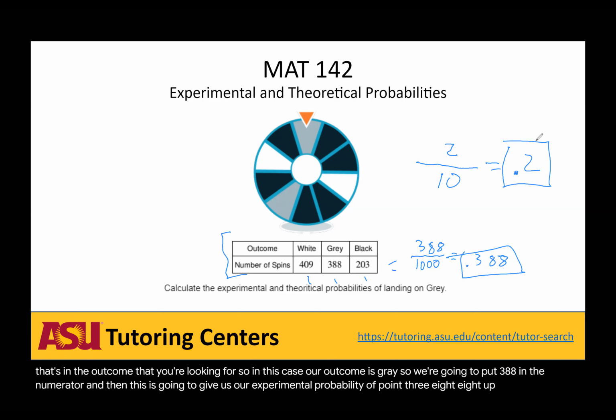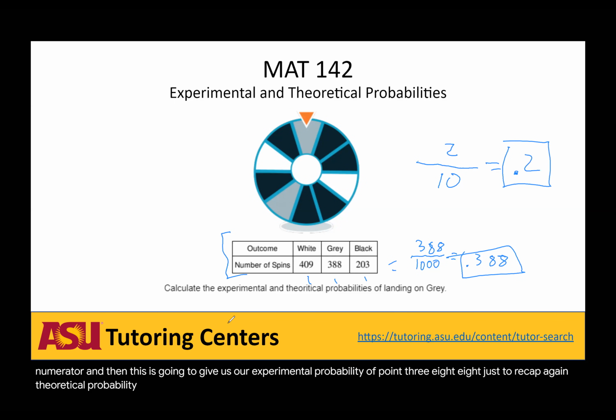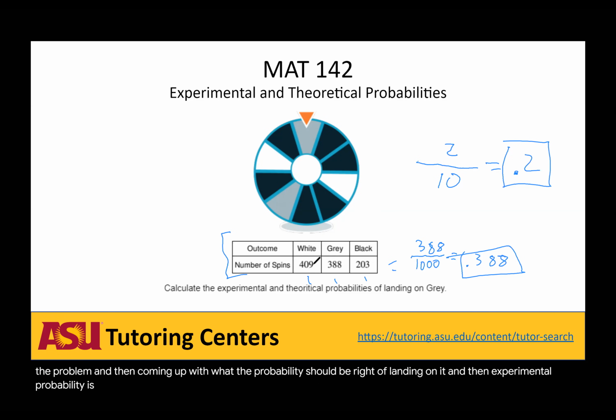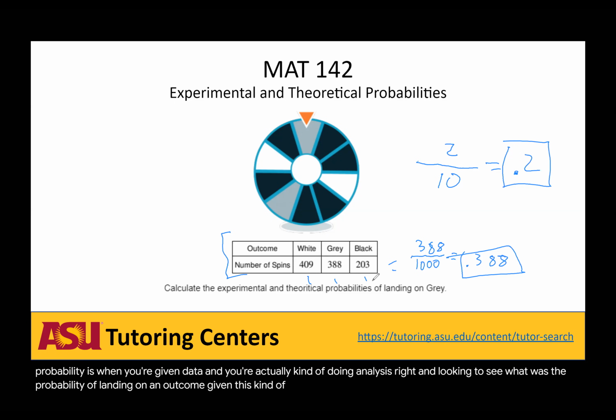Just to recap, theoretical probability does not involve any kind of experimental simulation data at all. That is just thinking about the problem and coming up with what the probability should be of landing on it. Experimental probability is when you're given data and you're doing analysis, looking to see what the probability of landing on an outcome was, given the experiment that we've been running.